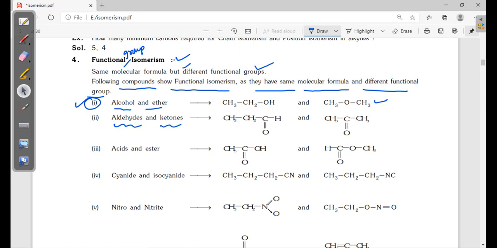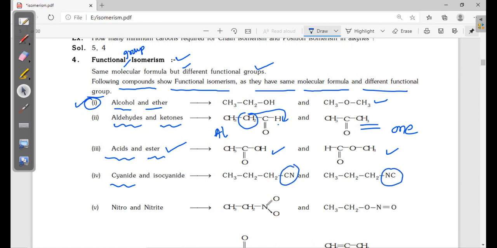You can see here, just keep the CH2 group on this side. Already one hydrogen is there, CH2 plus hydrogen, CH3. So this is the aldehyde, al. It is a ketone, one. Next, acids and esters. These are also functional group isomers. Carboxylic acid and methyl formate. Next, cyanide, CN, and isocyanide, NC, remaining as it is. So these are also known as functional group isomers.